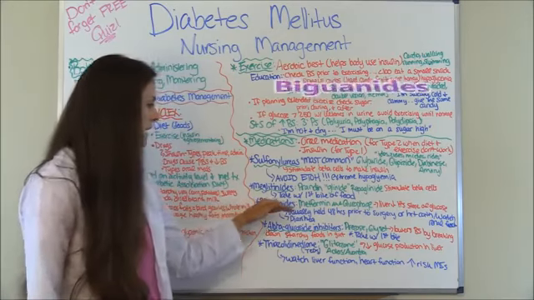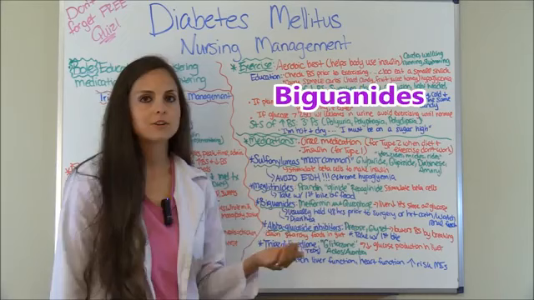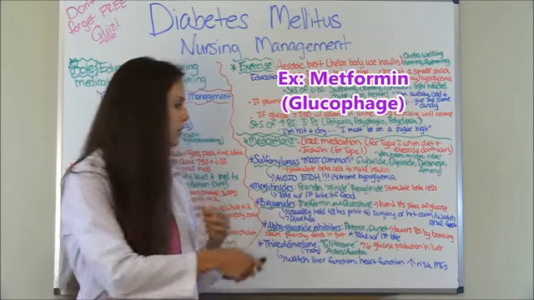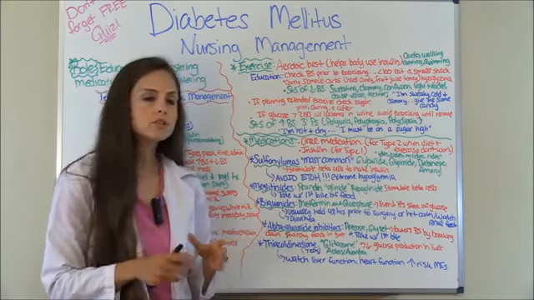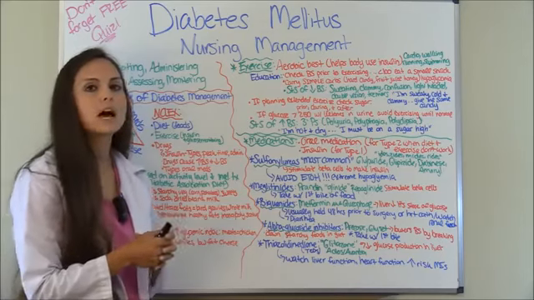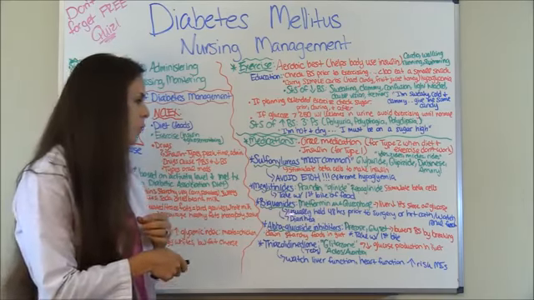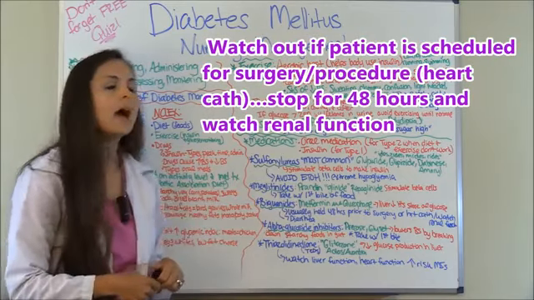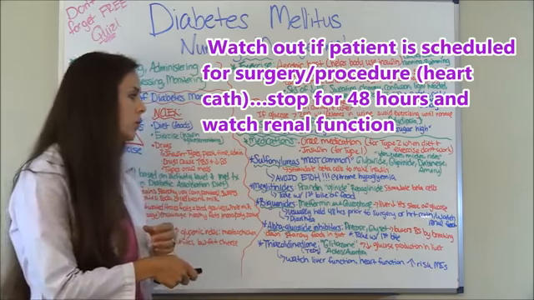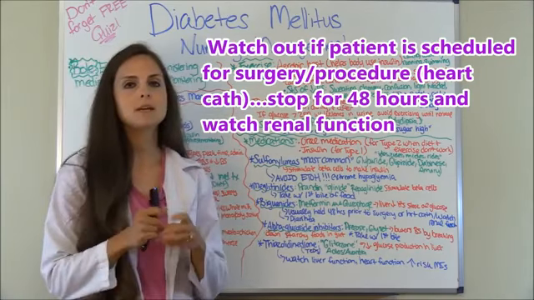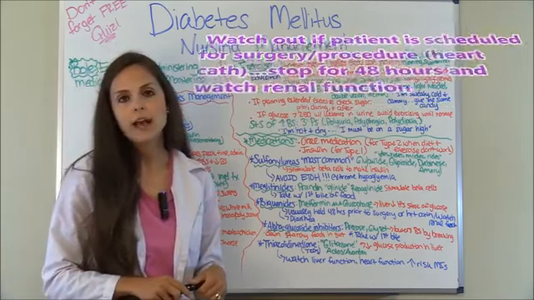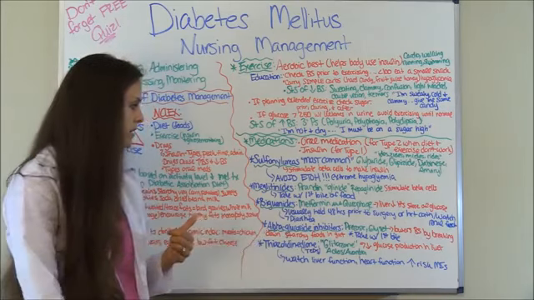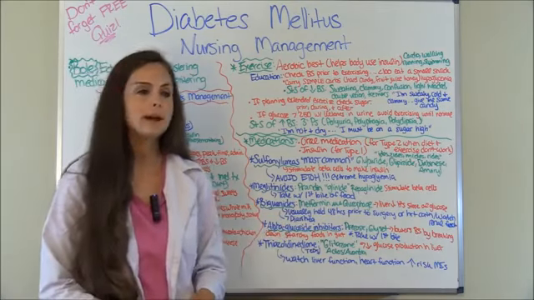Okay, next is the biguanides, and this is a very popular drug. As a nurse, I see this drug all the time. Metformin, that's a common drug of this category, also called Glucophage. And what this drug does is it decreases the liver stores of glucose. And an education piece, you want to watch out for this, and even as a nurse working on the floor, this is usually held about 48 hours prior to surgery or before a heart cath, especially with the heart cath, because those dyes that they're giving during the heart cath, metformin and those dyes do not go together, and they can cause renal failure. So you want to watch renal function, and this drug can also cause diarrhea.